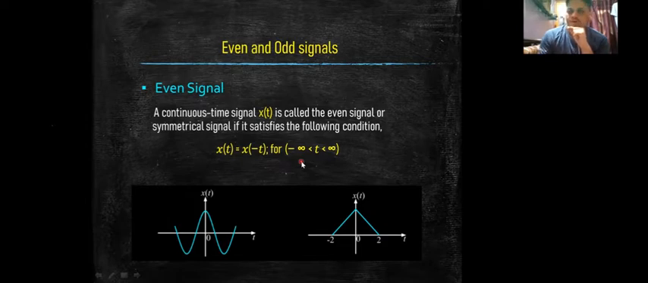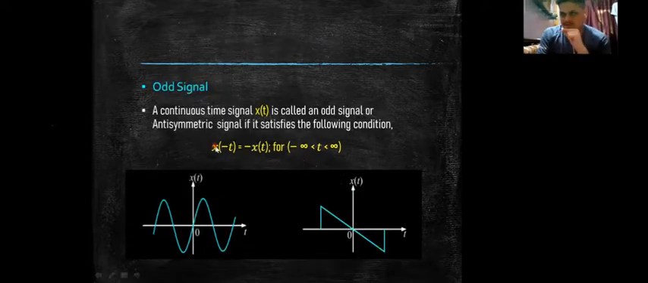Now let's move on to understand what an odd signal is. As we can understand, it is the opposite of even. A continuous time signal x of t is called an odd signal or anti-symmetric signal if it satisfies the following condition: x of minus t is equal to minus x of t. In this case, the graph drawn in a specific axis is reversed in its own axis, like plus becomes minus. It's not symmetric, it's anti-symmetric. Let's take a look at this example.